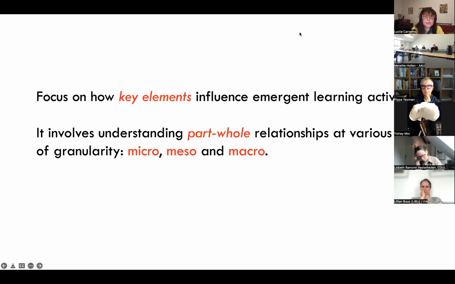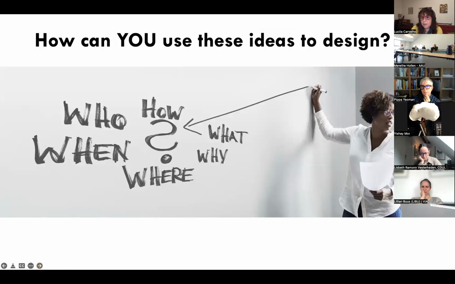So the key point here is to focus on how key elements in our design influence emergent learning activity. This involves understanding part-whole relationships at various levels of granularity, micro, meso, and macro, but also looking at the dimensions of design that we have more control of, that we can change if we needed to. So how can you potentially use these ideas to design, right?